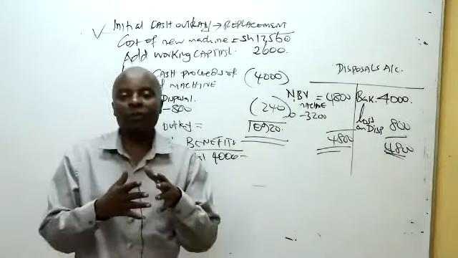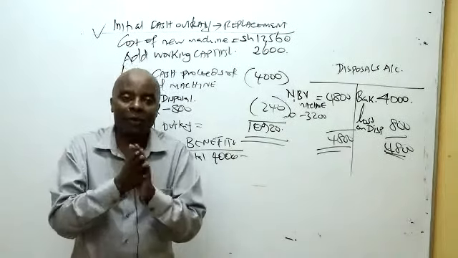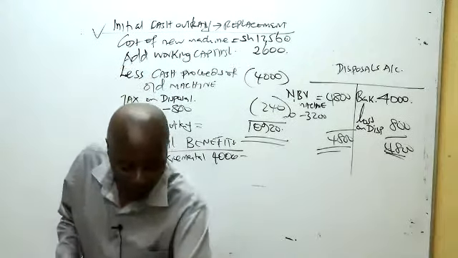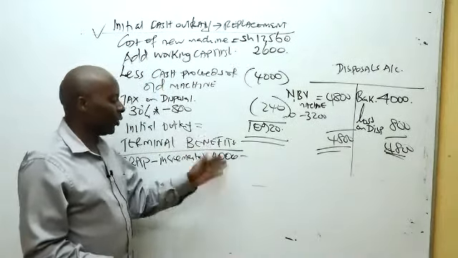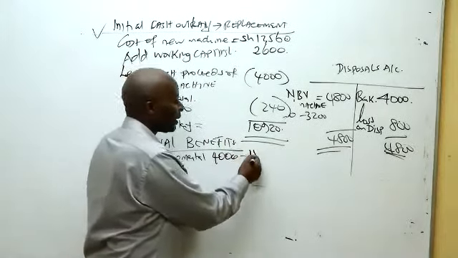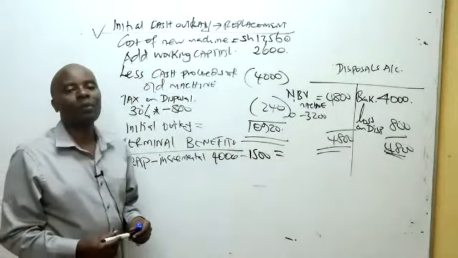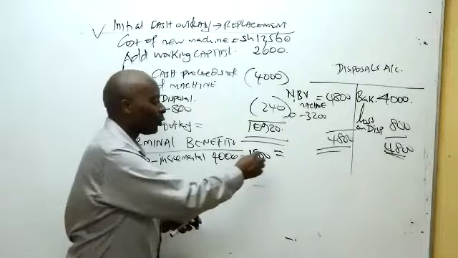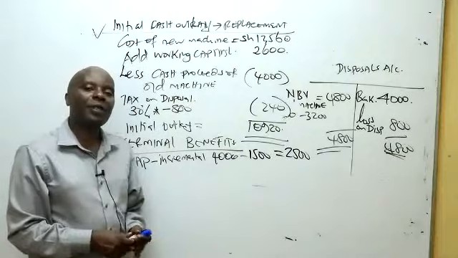So if we're to leave this old machine to continue with us, we are assured of getting 1,500 as the scrap value for the old machine. And therefore, when I'm looking at the net benefit of the new machine, I'll be looking at the scrap of the new minus what scrap the old machine would have given me if I never replaced it, which is 1,500. So could you kindly give us this figure? 4,000 minus 1,500 gives us what here? 2,500.